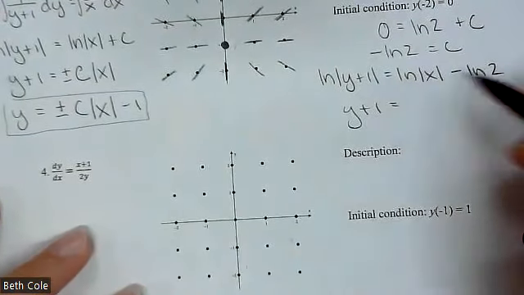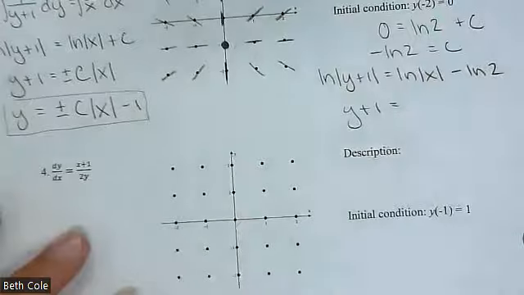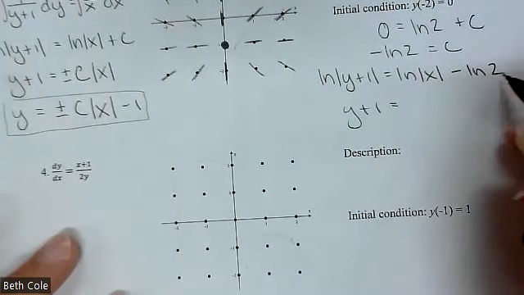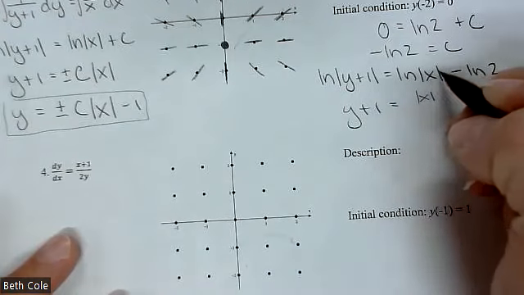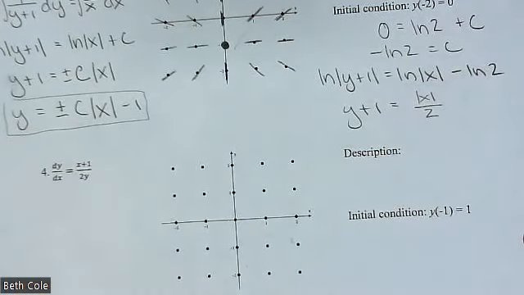So when you do e to the power of both of these, the ln's are going to cancel out, and you're going to have this over this. So it's going to be the absolute value of x over 2. It comes from your exponent rules. When you multiply, you add exponents. When you divide, you subtract your exponents.